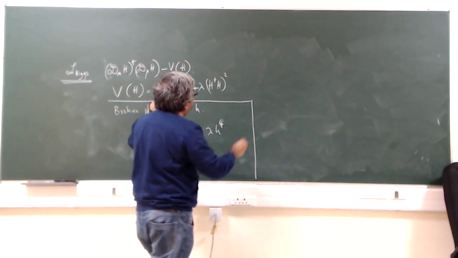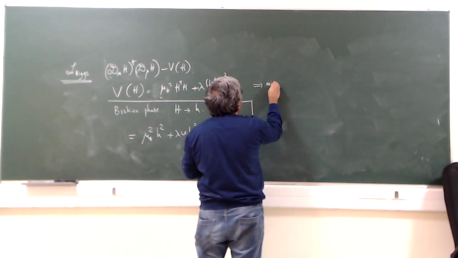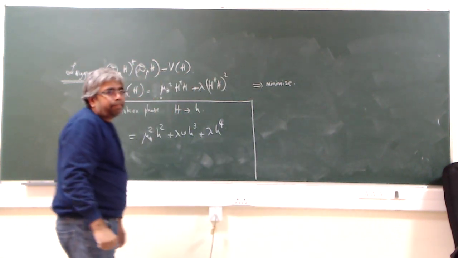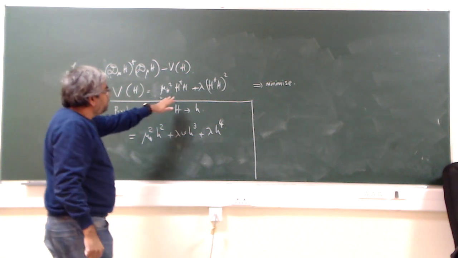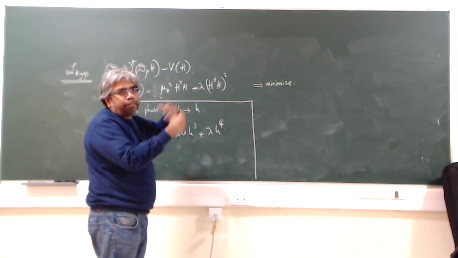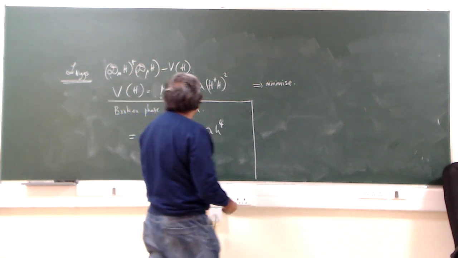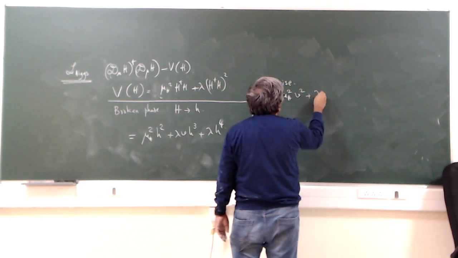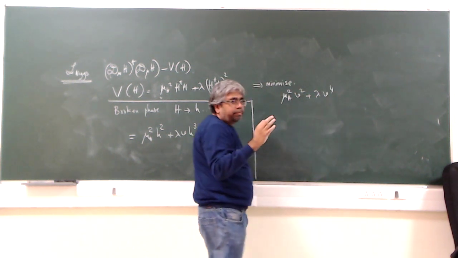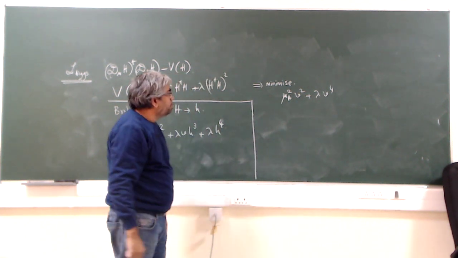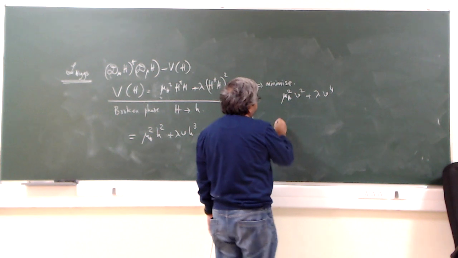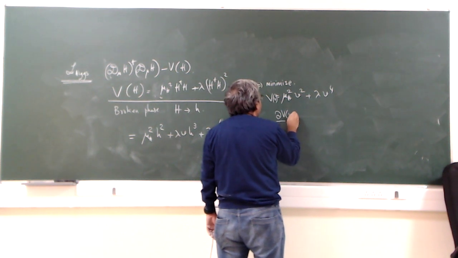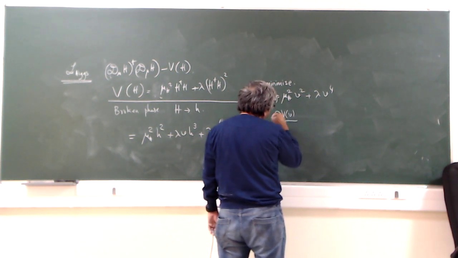So when you minimize this, there is a very old trick of minimization: if you want to minimize this potential, just replace it by the limits. If you have more complicated things, you minimize mu_H square v square plus lambda v to the power 4. You neglect all the other modes because you are really having the neutral component. And so you solve for v. This is a trick, this is not completely correct, but it's okay, this works very well.